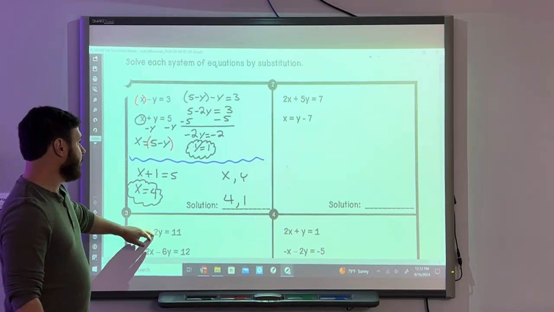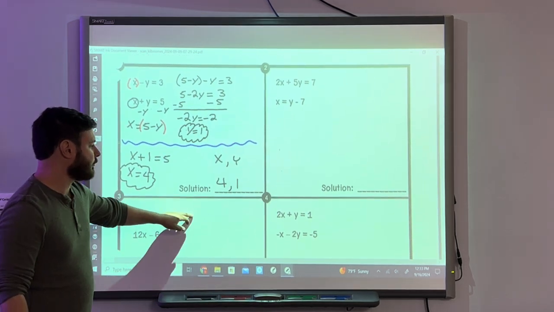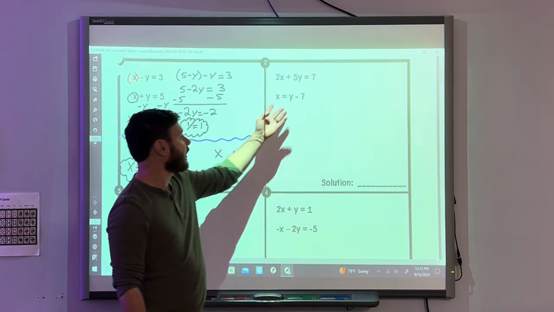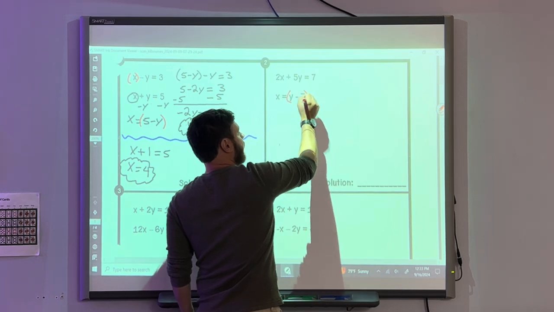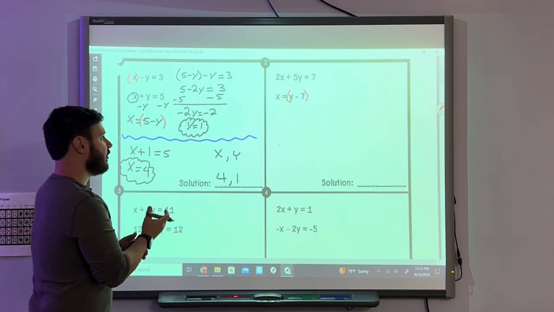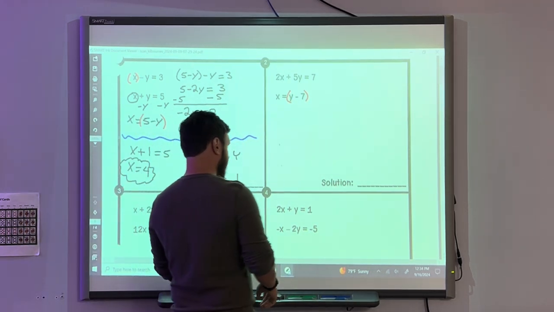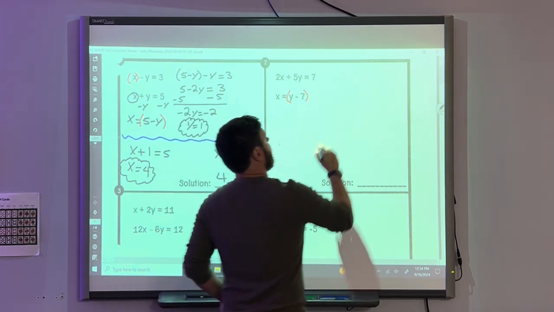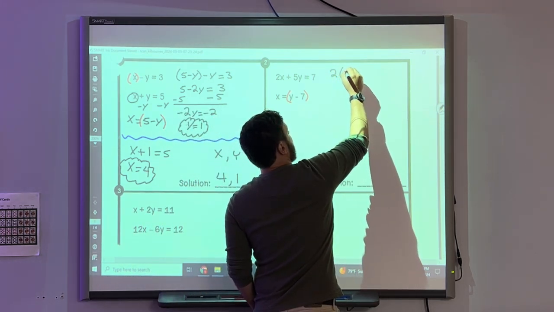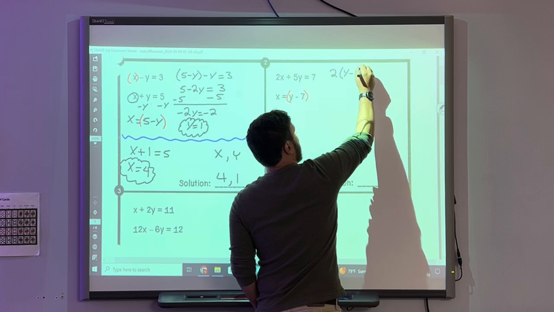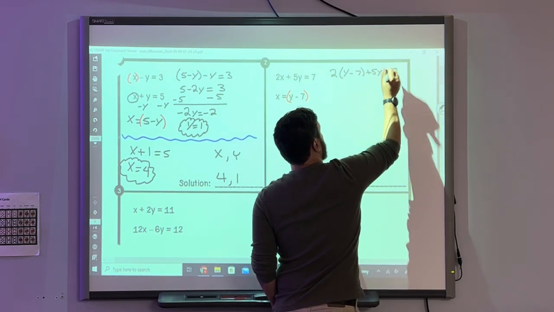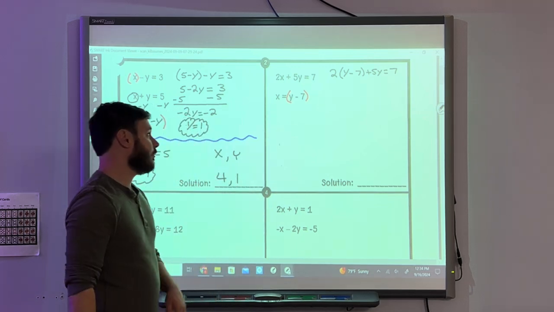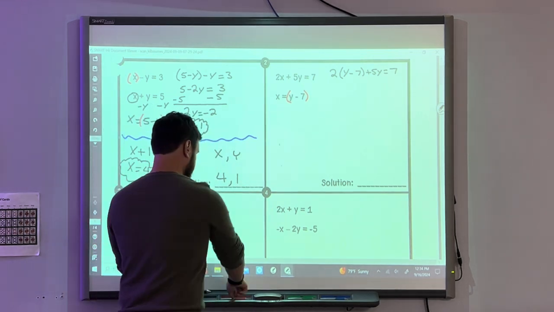All right, let's do number 2. In this one, x is already defined. You have x already by itself. Why do more work? I'm going to take that and plug it into the other one for x. And it will look like 2y minus 7 plus 5y equals 7. Okay, I've just taken that and swapped it in.